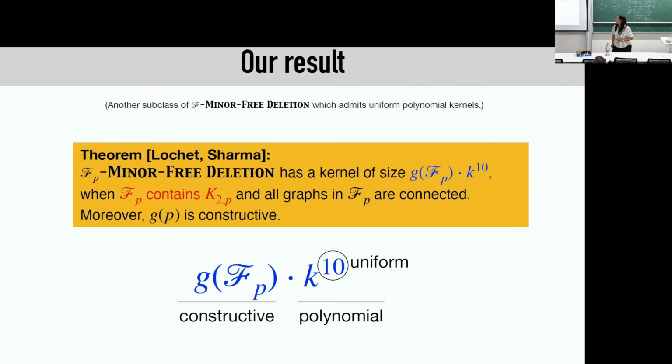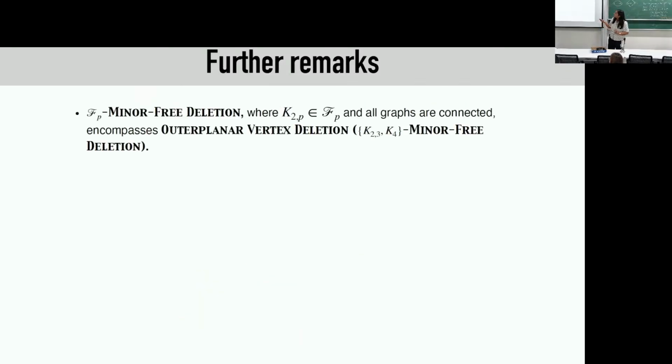Okay. Thank you. Cool. Right, so this is the main result, and we will be talking about how things like this are proven, and I will mostly do some sketches. But before moving to the technical overview part, just one last slide. I just want to talk about further remarks here. So for example, our result generalizes this problem, F P minor free deletion when F P contains a K2P.